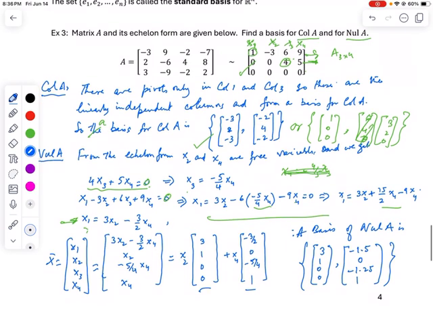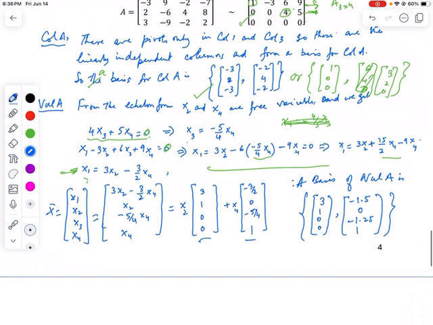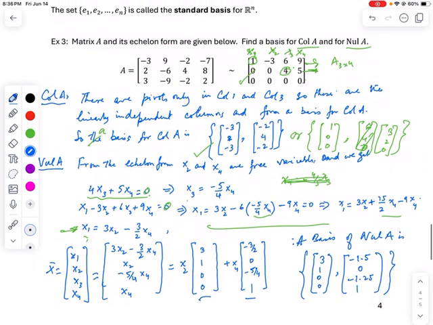So this is the basis. That's how you find the basis for the null A. So that's it in section 2.8. Now we will move to hopefully chapter 4.